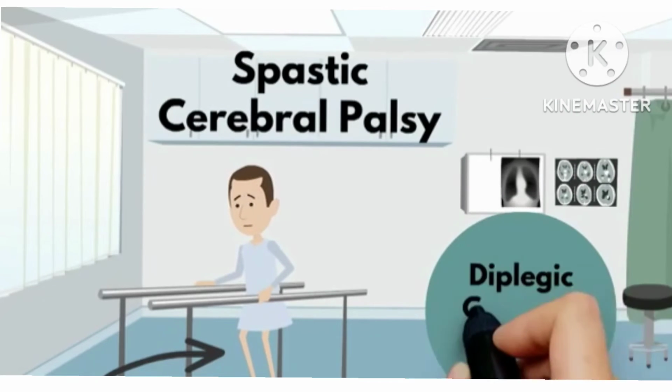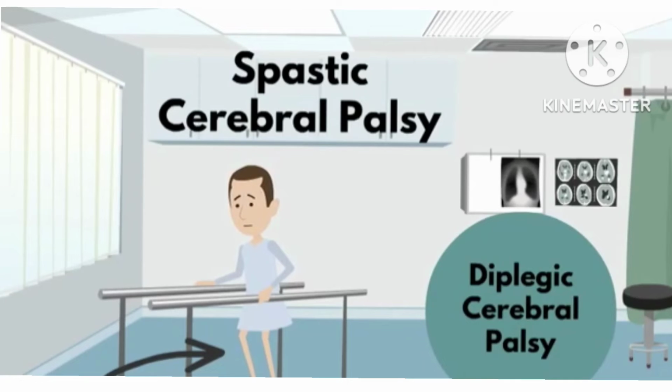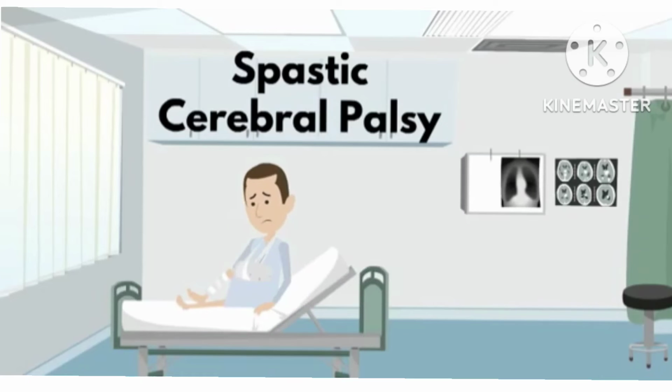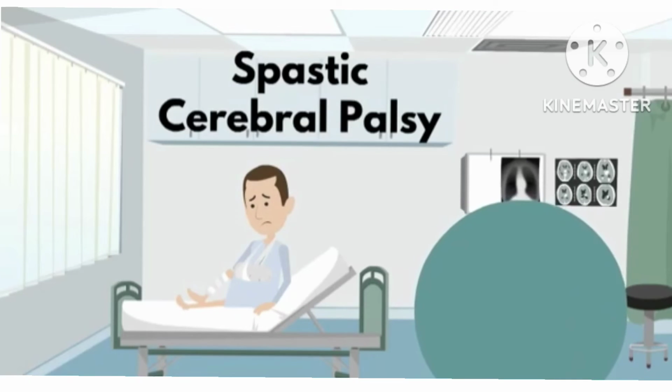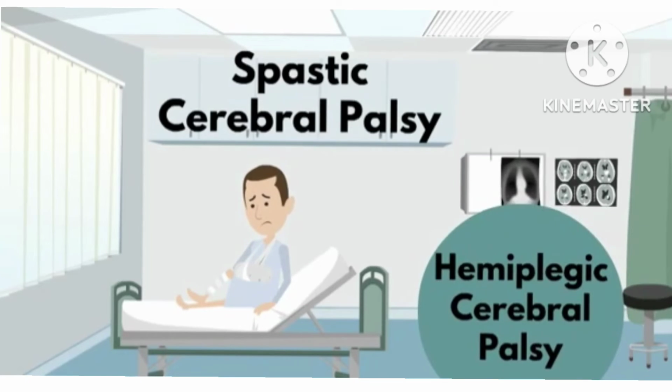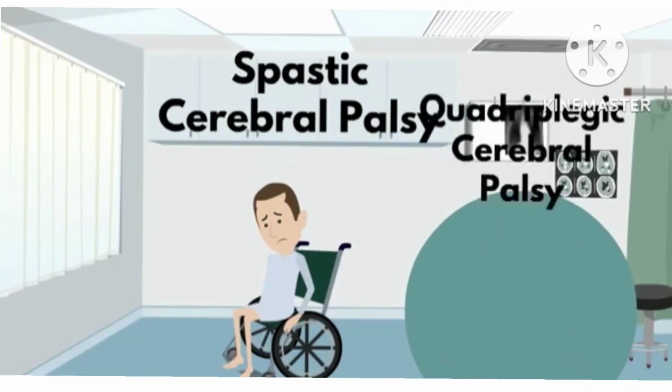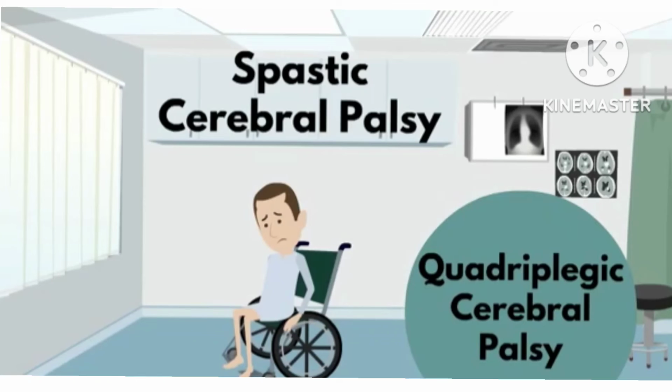For example, when it affects the legs more than the arms, it's often called diplegic cerebral palsy. If only one side of the body is affected, this type is often called hemiplegic cerebral palsy. Finally, if the entire body is affected, this is often called quadriplegic cerebral palsy.